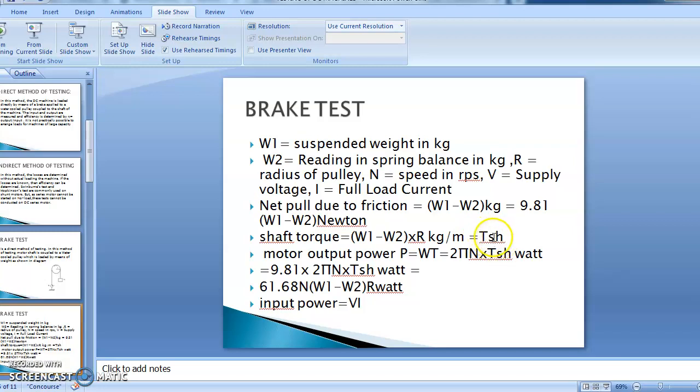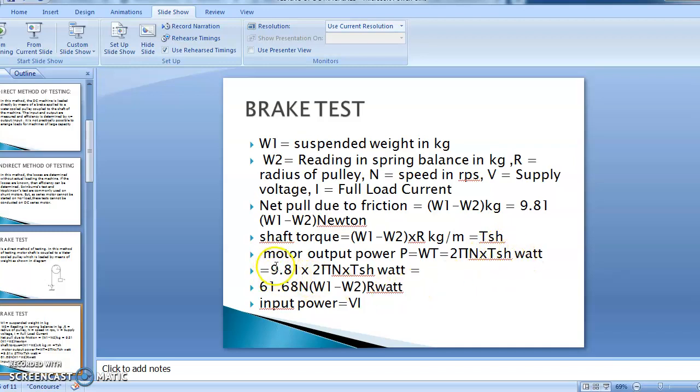SH because of the shaft torque. Now motor output power, that means P will be equal to omega T. It's a very common equation. I have discussed several times in laboratory that power P is equal to omega T. Omega means 2 pi n and T is here the shaft torque. So correspondingly the equation becomes 2 pi n multiplied by T sh.